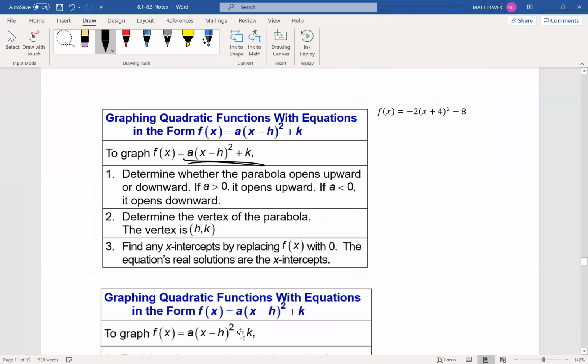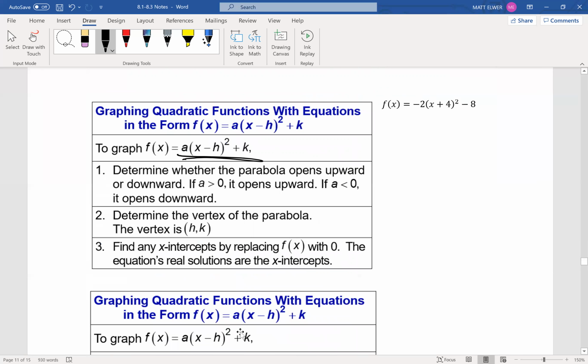So now that we know that it's in exactly the form that we want, we have to do number 1. We have to determine, is it opening upward or downward? Notice that our a term is less than 0, so it's a negative term. So we know that it's going to open downwards. Okay, so that's step 1.